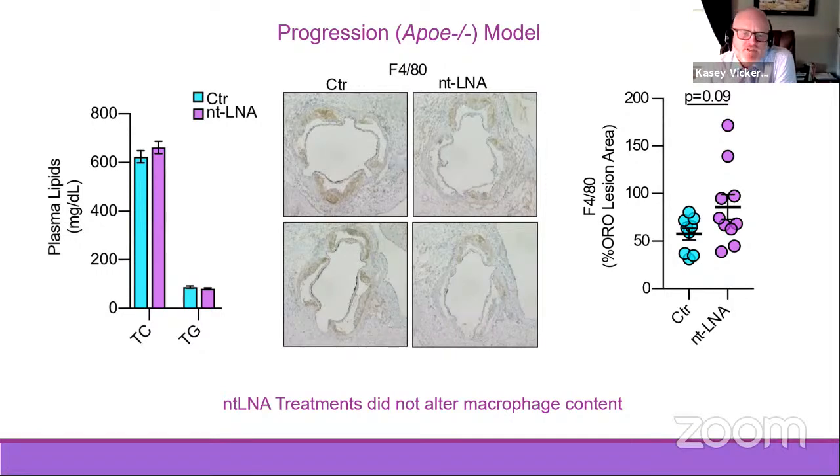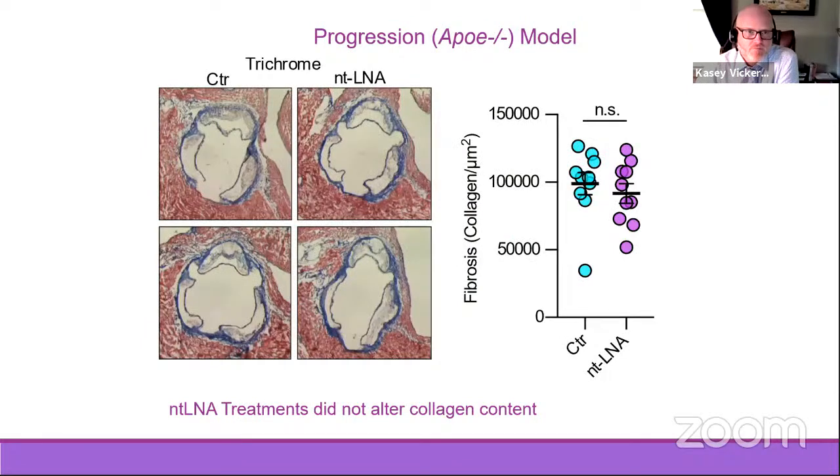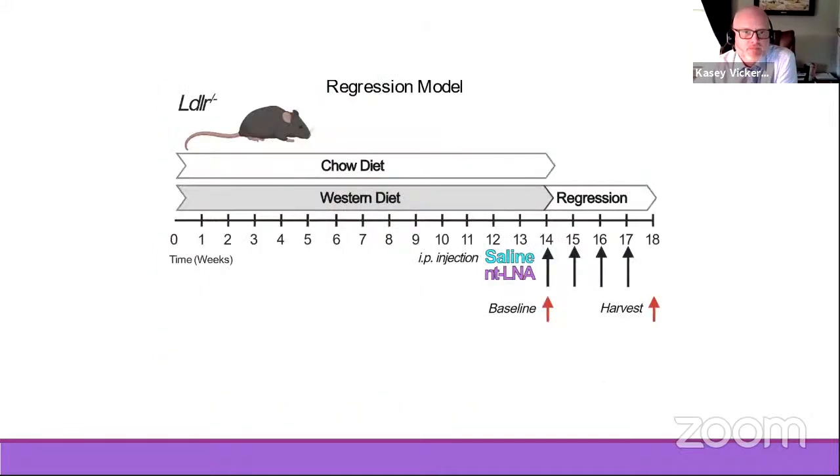There's also really no change in macrophage content. So this is F4/80 stain, and there's really not a huge difference in the macrophage number here, which we'll come back to in a second. Looking at some of the collagen and fibrosis, we really didn't see a big change there. Really, our big phenotype that we're observing is just a mobilization of the neutral lipid, the Oil Red O.